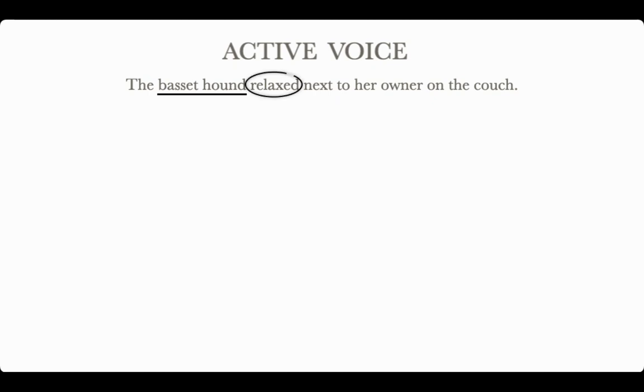When a sentence uses active voice, the subject is performing an action. Here's an example. The basset hound relaxed next to her owner on the couch. In this sentence, the subject, basset hound, is performing the action, which in this case is the relaxing. So this sentence is considered active. Active voice makes your writing more energetic. Consider the following examples.